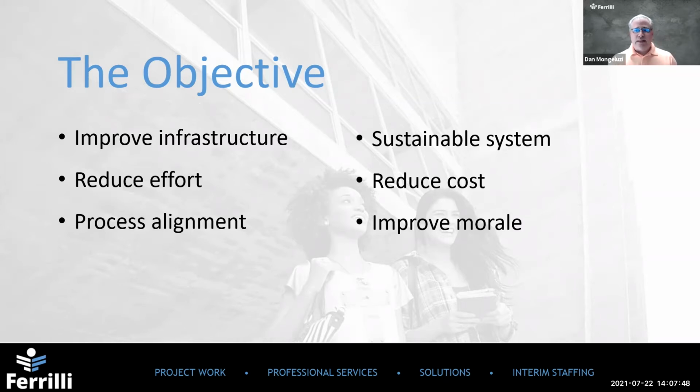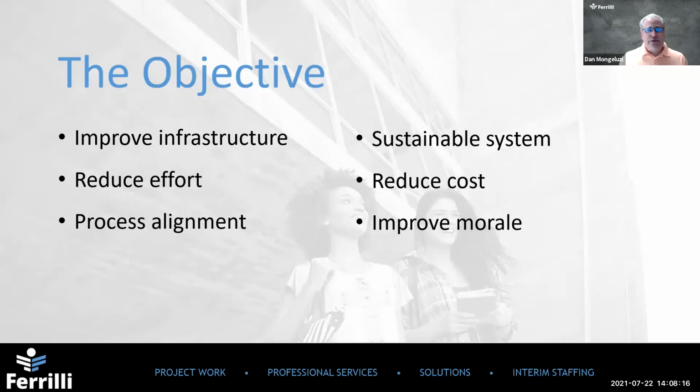We want to look at process alignment and ensure that it's defined, but it's also aligned and supporting where you want to go, what your vision is, what your mission is. We want to make sure that the system is sustainable. It's something that's going to be there for a long time so that you don't need to reinvest in 5 or 7 years, that this is something that you feel comfortable with and your staff feel comfortable with.